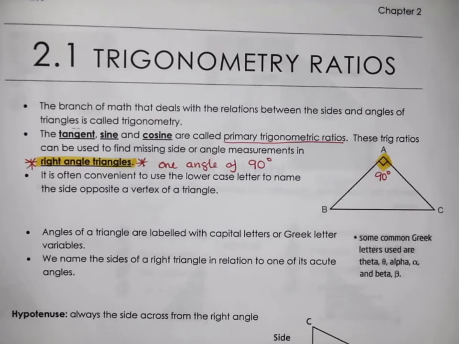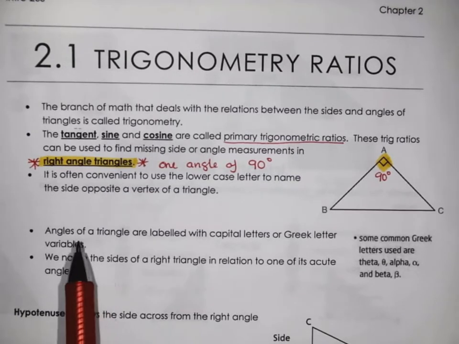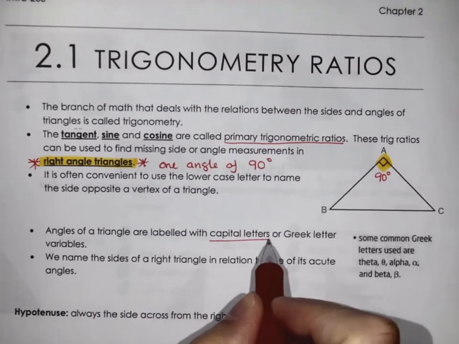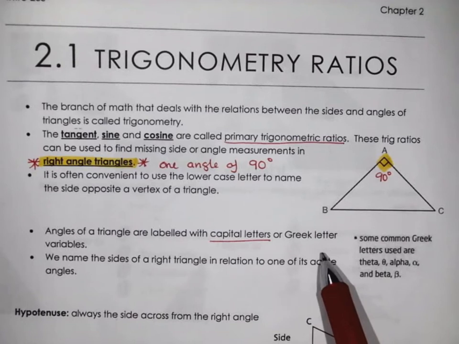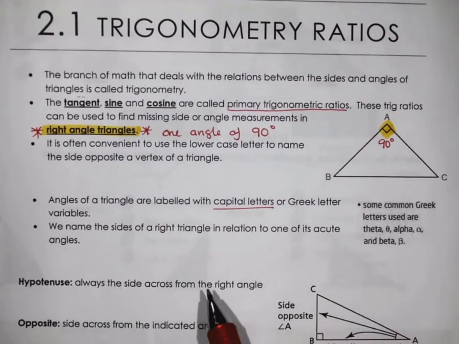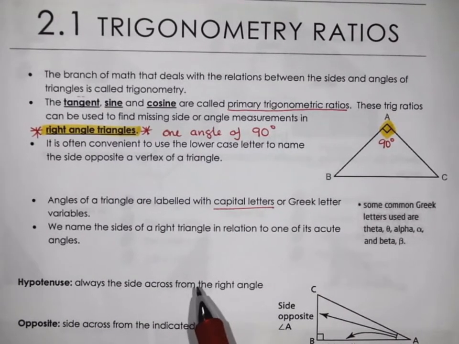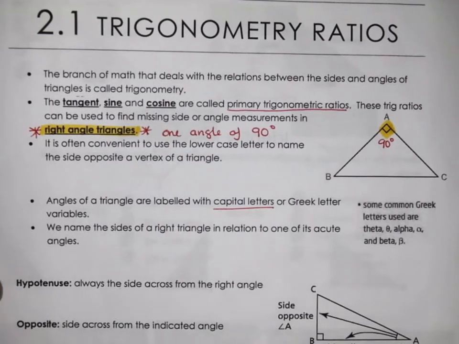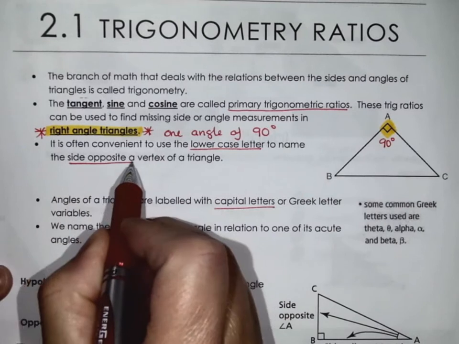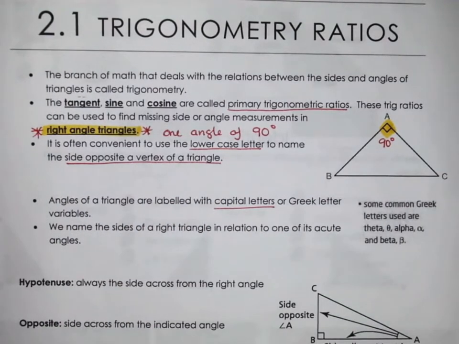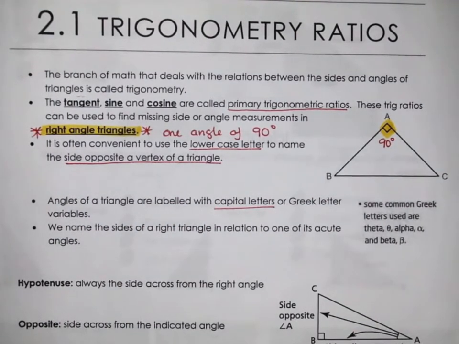The angles for triangles are labeled with capital letters. Sometimes we use Greek letters as the variables. And the sides of the triangle, we use lowercase letters, and we name the sides opposite to the vertex of a triangle. Anybody know what a vertex is? Places where lines intersect. Yeah, so it's the corners, the pointy parts.